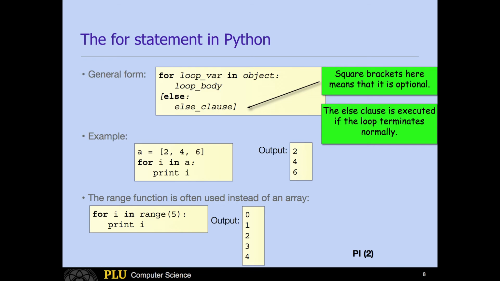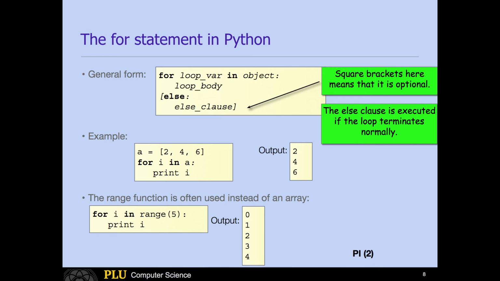The for statement in Python generally looks like this. You have for some loop variable in an object, and the object is often a list, for example. The for loop can have an else clause, which is executed if the loop terminates normally. So it would be at the end of the last iteration of the loop.